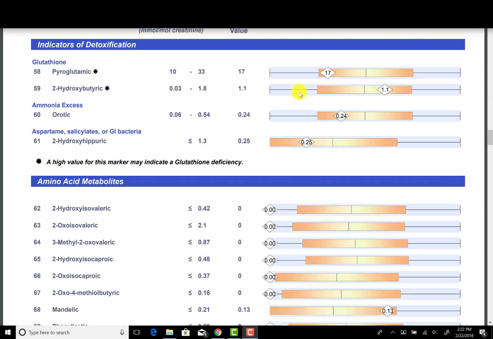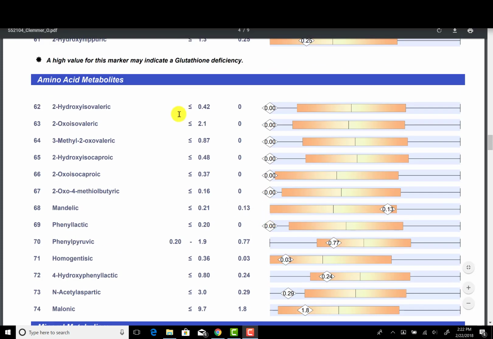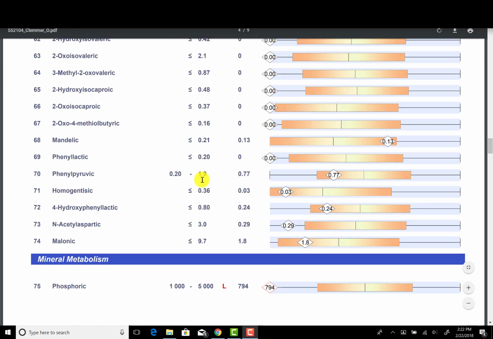Then some indicators of detox here in the liver. So we just got some markers to make sure that the liver is working appropriately, and it is with her. So just another great test to figure out if detoxification pathways are an issue in the liver. And then just some amino acid metabolites, so nothing too major there. And this is an indicator of vitamin D. So if phosphoric organic acid is low, then we know that she needs to supplement vitamin D, and she doesn't have enough of that to metabolize these acids appropriately.